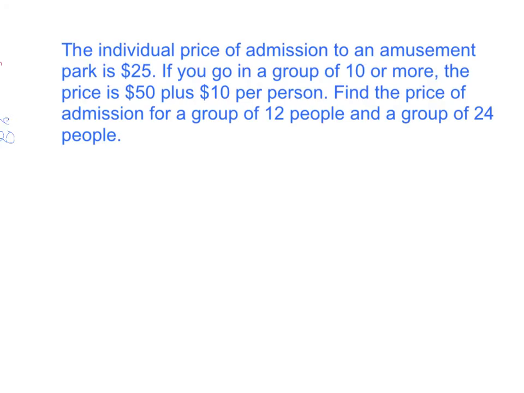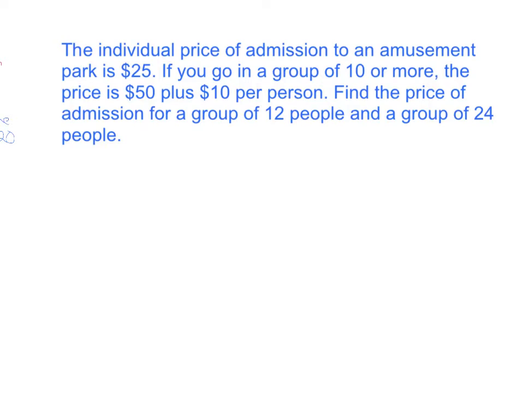Now we're going to look at the practice problem. The individual price of admission to an amusement park is $25. If you go in a group of 10 or more, the price is $50 plus $10 per person. I want you to first write the expression, and then I want you to find the price of admission for a group of 12 people and a group of 24 people. Pause the video now, hit play when you have solved the problem.